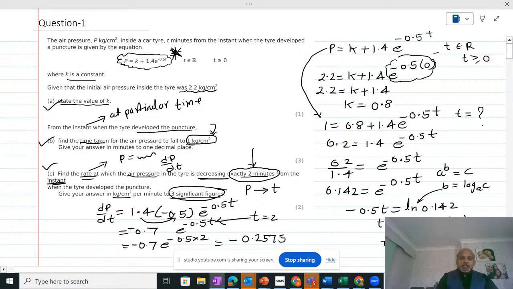So it is going to give you minus 0.2575. Yeah, and they want the answer in three significant figures, so you can write down minus 0.258. So that is three significant figures. So that completes your first question and all three parts.